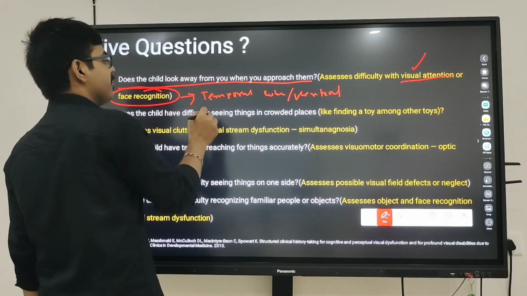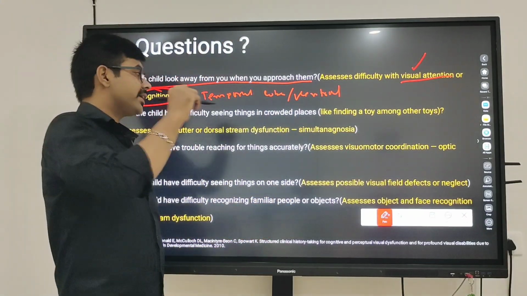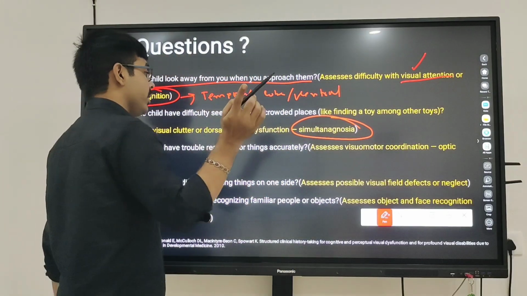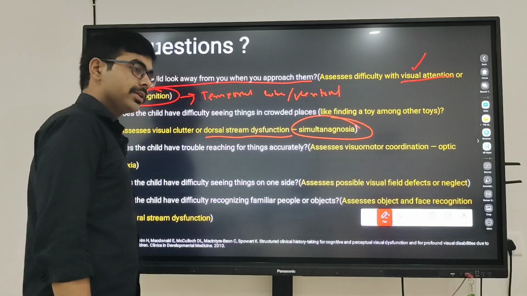Next is, does the child have difficulty seeing things in a crowded place? So in a crowded place, where is the target present? This one is known as simultagnosia, a problem whenever we are seeing a crowded scene. That is known as a dorsal stream dysfunction.